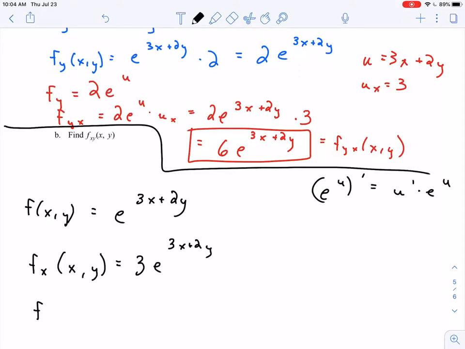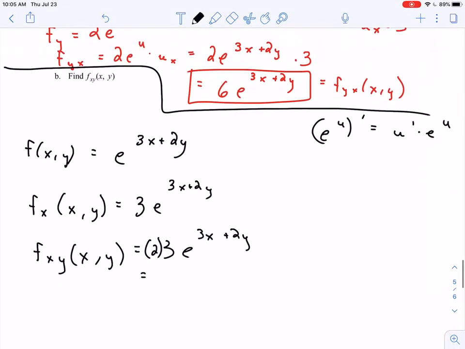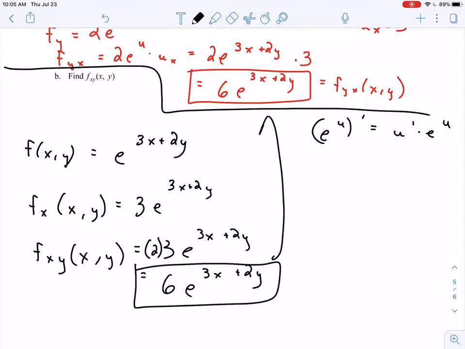And then if I want to take the partial with respect to y now, f sub xy of x, y, this part's going to stay almost identical, 3e to the 3x plus 2y power, but I need to multiply by that u prime, which in this case, I'm taking the partial derivative with respect to y. So the derivative of 3x plus 2y with respect to y, that's going to be 2. So 2 times 3, hey, there I have 6e to the 3x plus 2y power. I see once again, hey, that these two match up. That's awfully nice. Again, I won't say that will happen every single time, but it will happen the majority of the time.